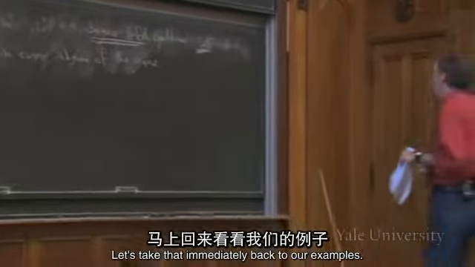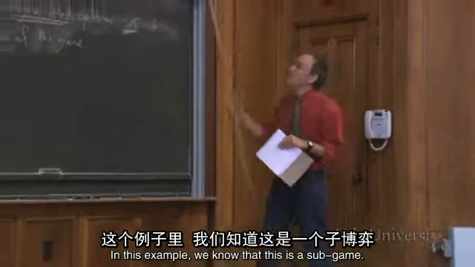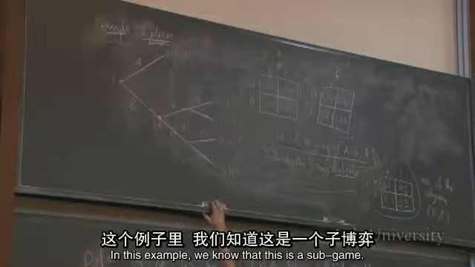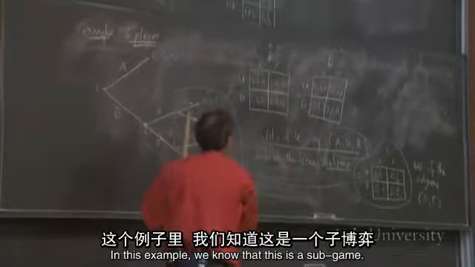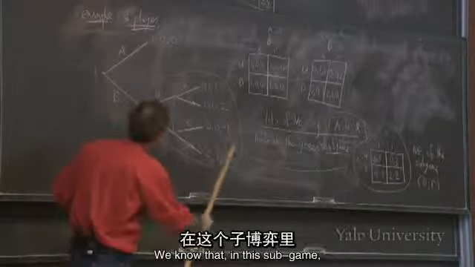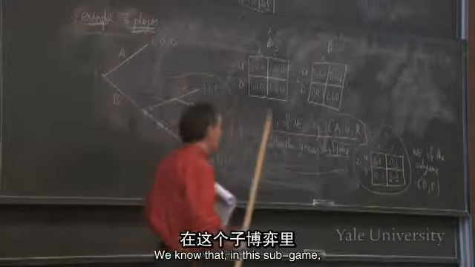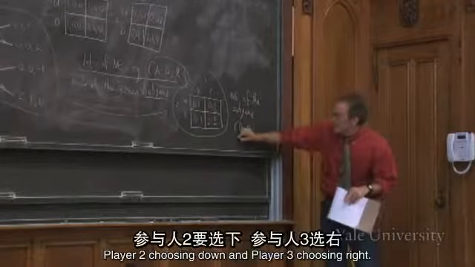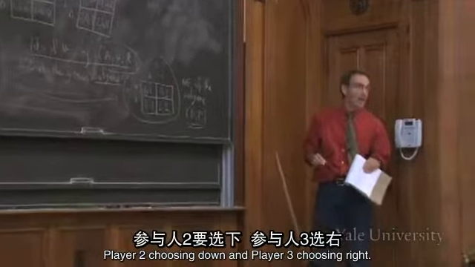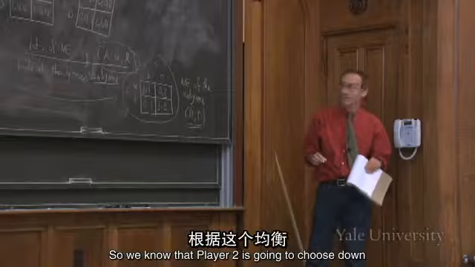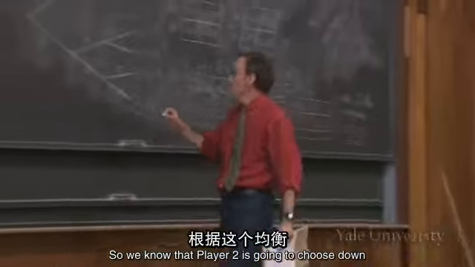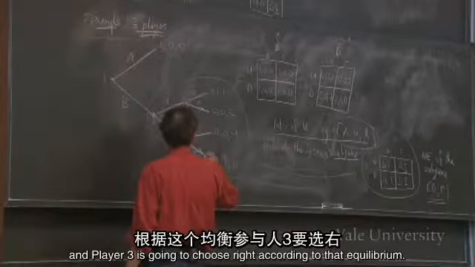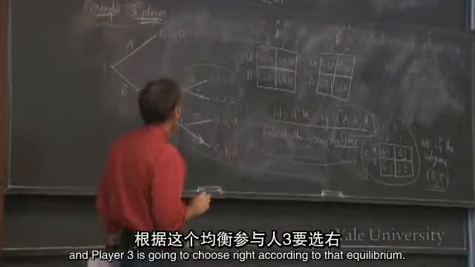Let's take that immediately back to our examples. In this example, we know that this is a subgame. We know that in this subgame, there is only one Nash equilibrium, and that Nash equilibrium involves player 2 choosing down and player 3 choosing right. So we know that player 2 is going to choose down according to that equilibrium, and player 3 is going to choose right according to that equilibrium.